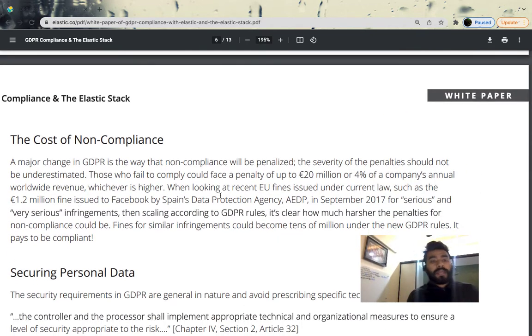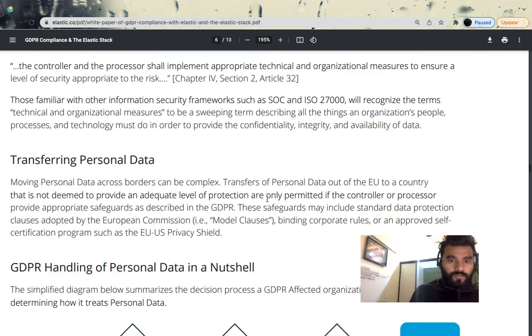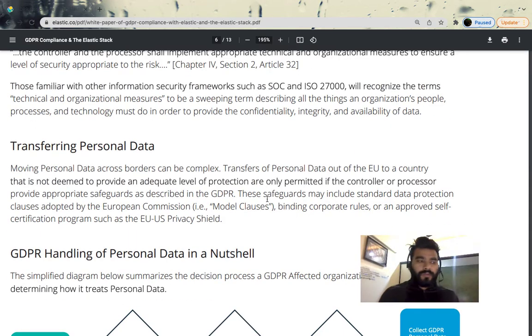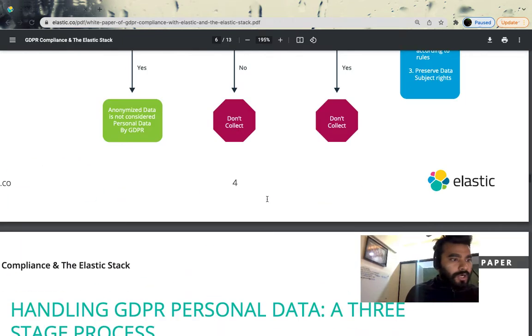If these compliance requirements are not adhered to, the companies that need to fall under GDPR compliance would be given a penalty of 20 million or 4% of the company's annual worldwide revenue, whichever is larger, and you can imagine how much that could be. Recently, 1.2 million euros were fined to Facebook by Spain's data protection agency. So yeah, it's no more a fun game. Companies have to be really cautious about what they are doing.